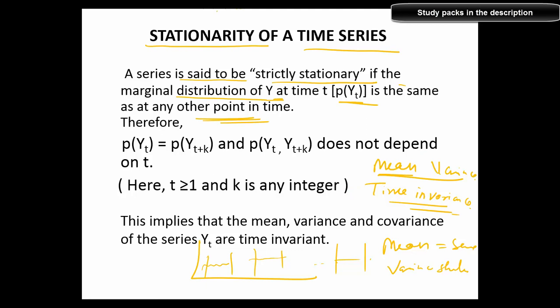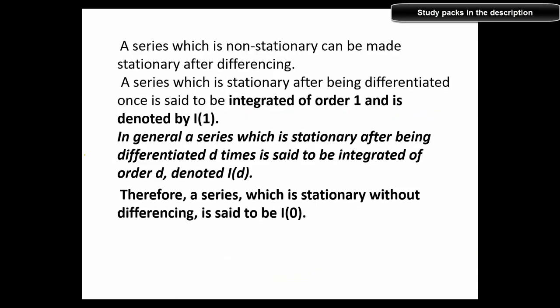So stationarity is one of the important criteria in time series modeling. For all the models that we have seen, AR model, MA model, ARMA, the requisite condition is that the series should be stationary. Otherwise we cannot use these models. As I've already said, a series which is non-stationary can be made stationary after differentiating. And I will not get into the details of it.